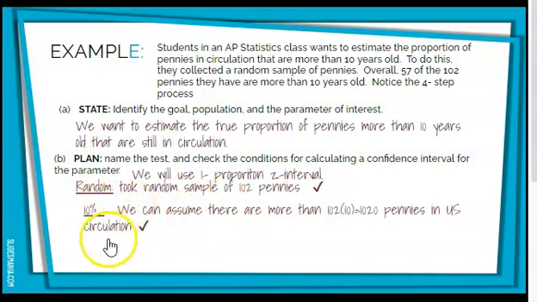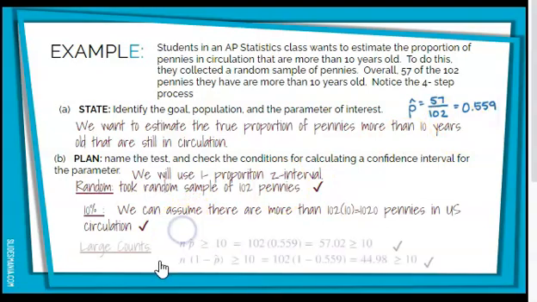So the third condition is the large counts. But to do large counts, I need to know what p hat is. So I'm going to read my story again and find what p hat is. So p hat is 57 divided by the 102, the proportion of the pennies out of my sample that were more than 10 years old. So I divide it to get 0.559.